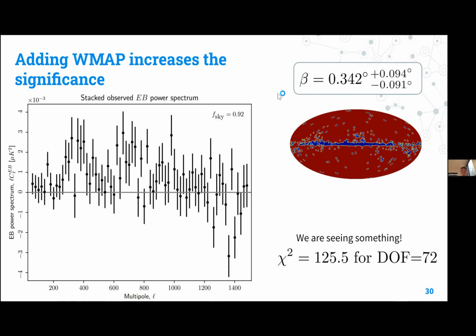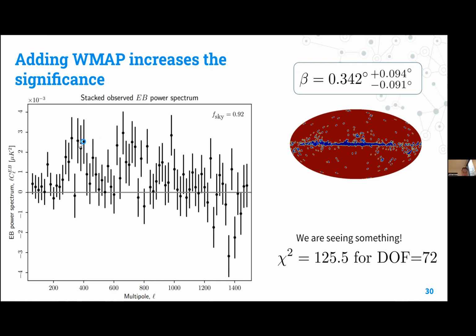And I just want to show you how this also looks. Here I have plotted the stacked observed EB power spectrum. So you're taking the inverse variance weighted average of all the observed EB power spectra of all the maps, all the Planck and WMAP maps, and this is what you get. And what is clear is that you do see the acoustic peaks here. There's no doubt about that. You are measuring something here.